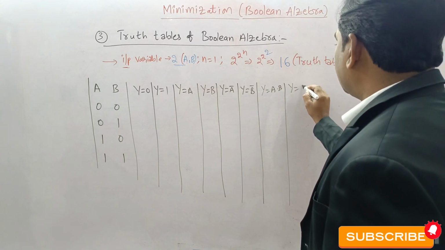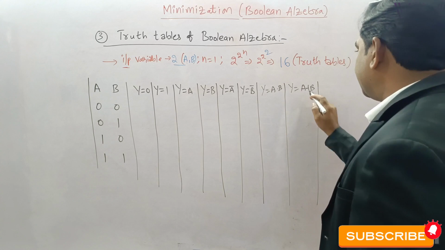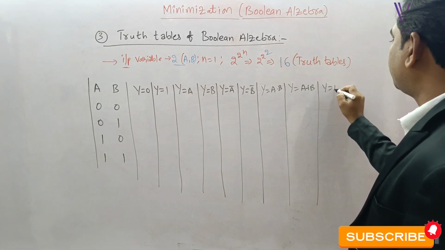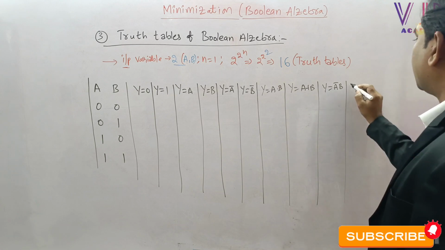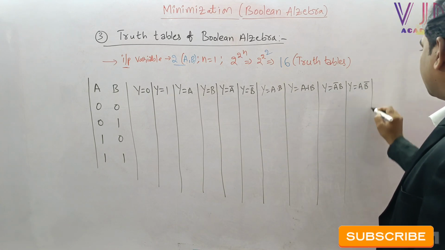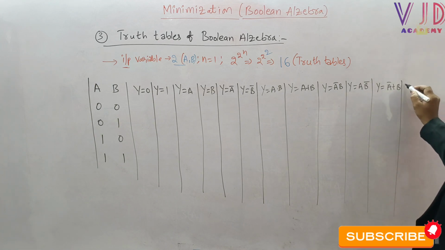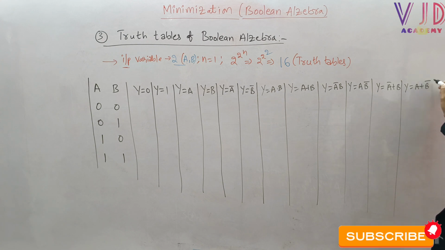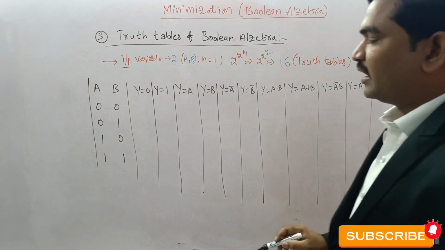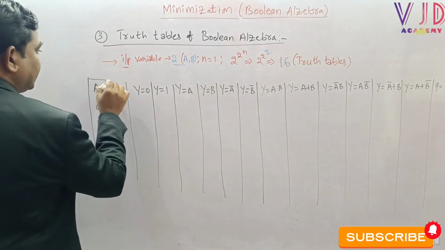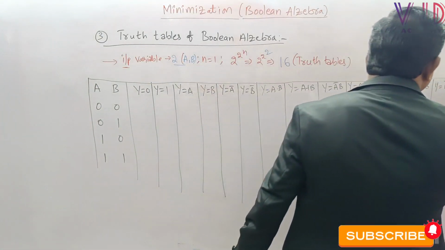Now Y equal to A plus B, which means it is an OR gate, and now Y equal to A bar into B, and Y equal to A into B bar. Here we can say Y equal to A bar plus B, and Y equal to A plus B bar, and now we can take Y equal to A plus B whole bar, and Y equal to A into B whole bar, something like that. Likewise, we can draw 16 possible truth tables when the inputs are 2.